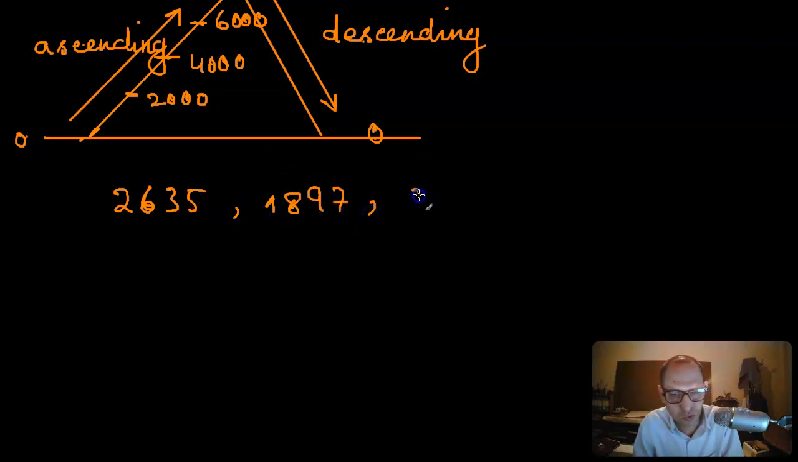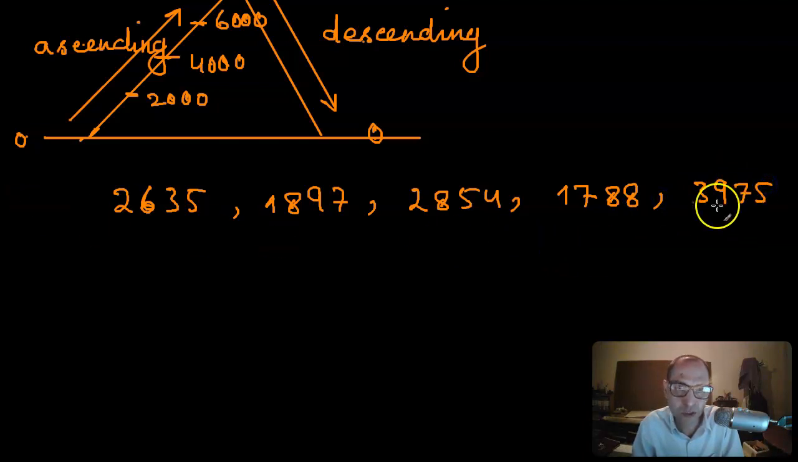Or you have, for example, 2,854. Or you have 1,788. Or you have 3,975, right? So these are the price tags of five different cupboards. Depending on the budget that you have specified for that cupboard, you can decide. Of course, you can first list the numbers in ascending or descending order to aid you in your decision making process.